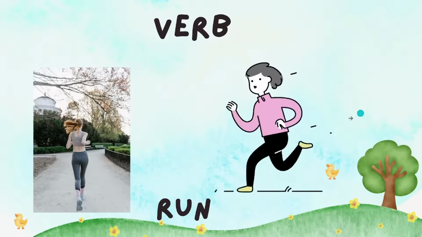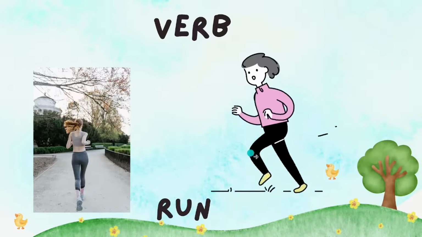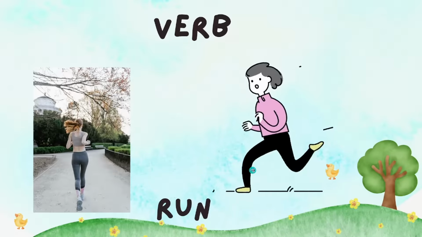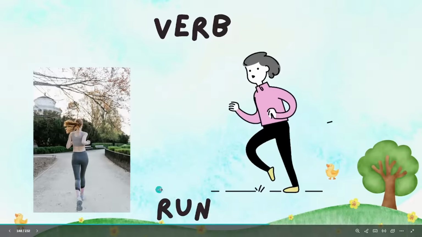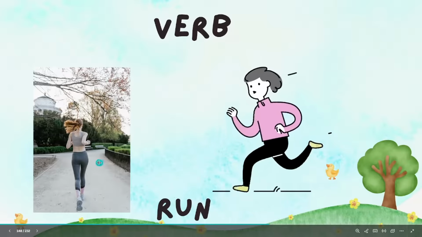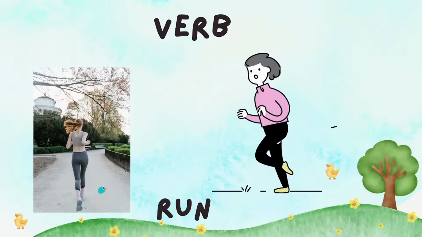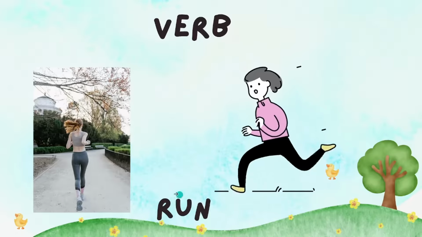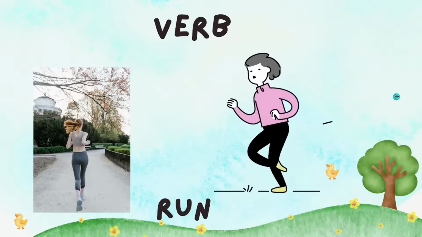Next. So, look at the picture. Okay? The girl is running. So, run. Okay? That is an action. This girl is doing run. Okay? Next.